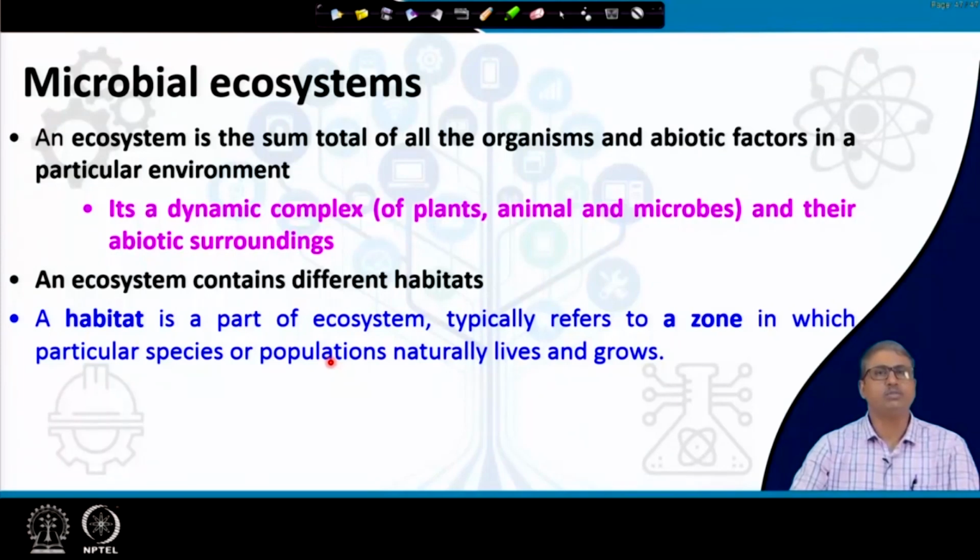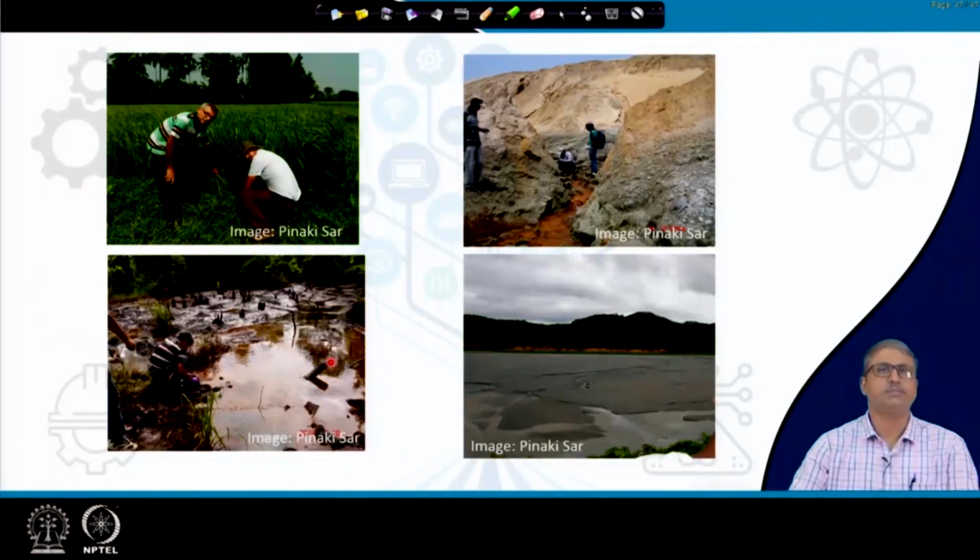So, with reference to methods that are applied to understand, characterize and make use of the microorganisms present in any environment towards sustainable process development, this basic information about the ecosystem concept and habitat is very important.